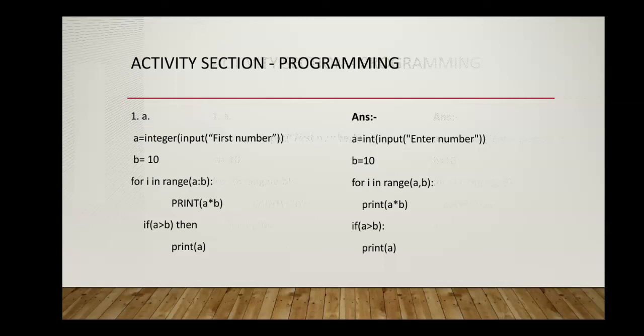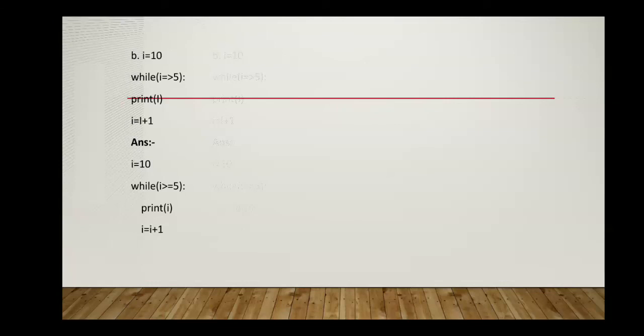Next line, if A greater than B, then is not used in Python. There we have to use the colon. Now the question number B. I equal to 10, while I equal greater. This symbol is wrong. It should be greater than equal. In the next line, print capital I, but it should be small I because we have initialized the value small I, and I equal to I plus 1, where also we have to use the small I, not capital I.